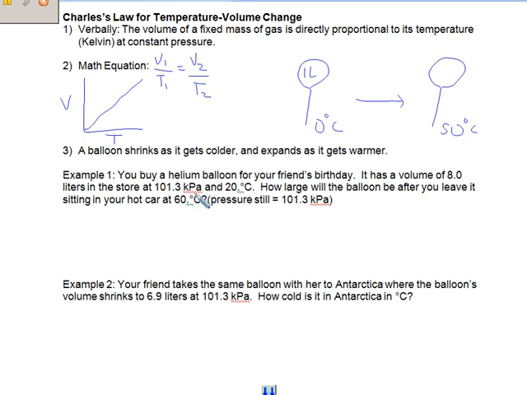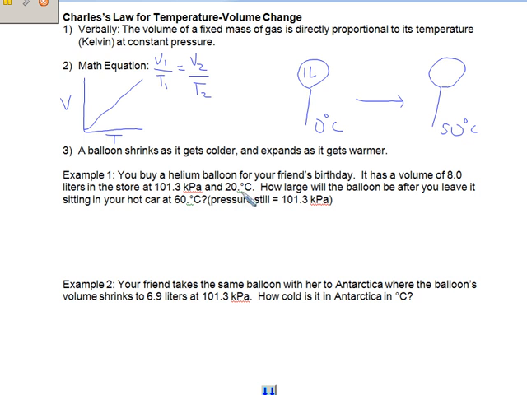So let's try this problem here. You buy a helium balloon for your friend's birthday party. It has a volume of 8 liters in the store at 101.3 kPa and 20 degrees C. How large will the balloon be after you leave it sitting in your hot car at 60 degrees C? Pressure is still going to be 101.3 kPa.